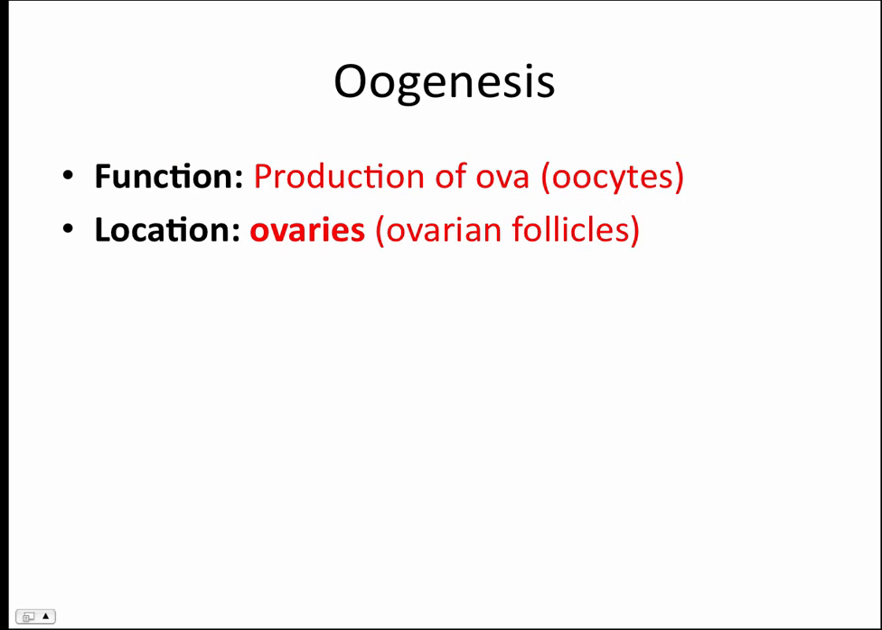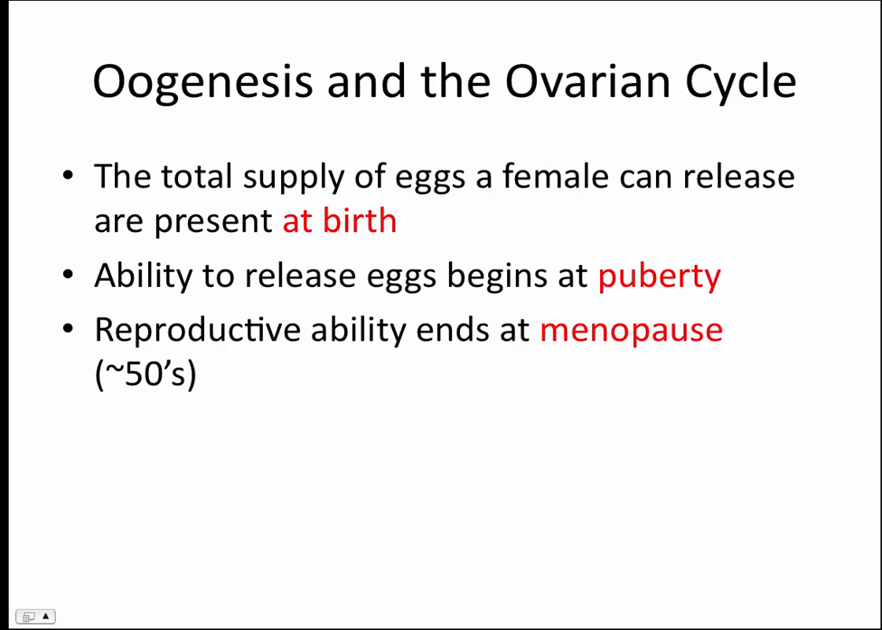And the purpose of the female reproductive system is the production of ova, also known as oocytes, and this is going to occur within the ovaries. What's interesting about the female reproductive system is that at birth, the total supply of all the eggs a female can release in her entire lifetime will already be present. So before birth, our cells are growing and dividing and growing and dividing. And then finally, release of eggs is going to start at puberty.